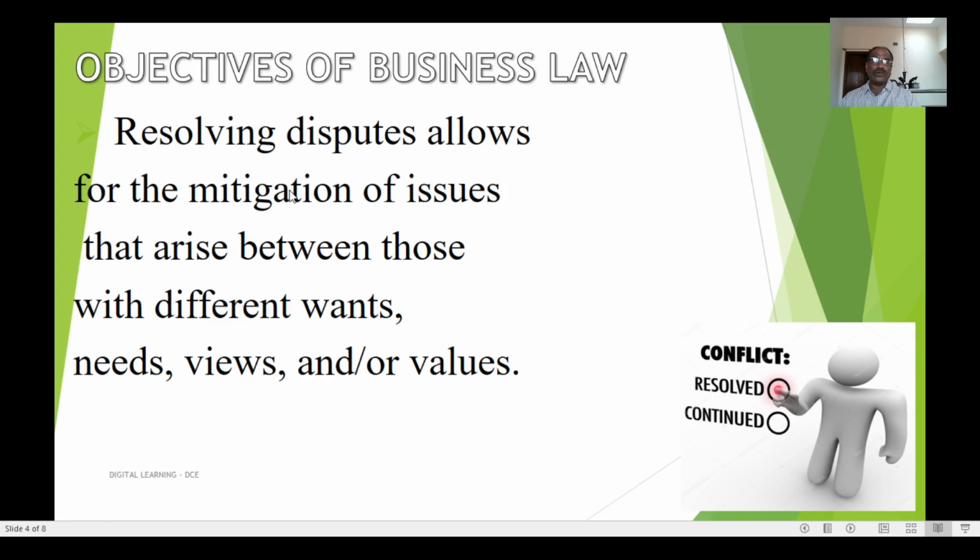In order to overcome the intensity of the disputes, the law and rules are very essential, otherwise there are chances of the civil law matter becoming a criminal law matter.